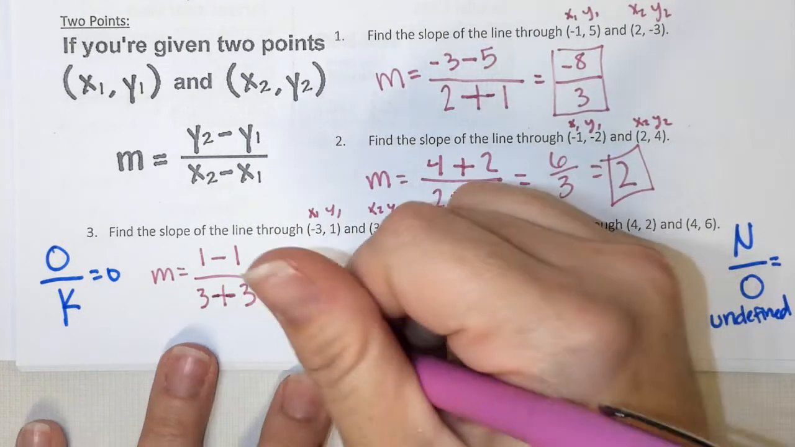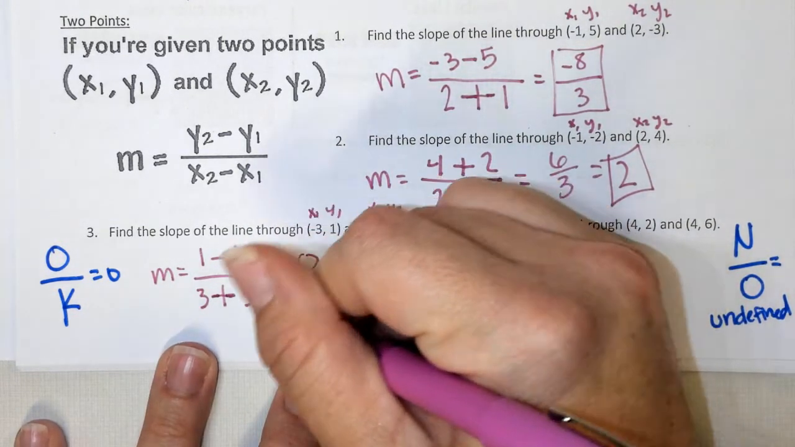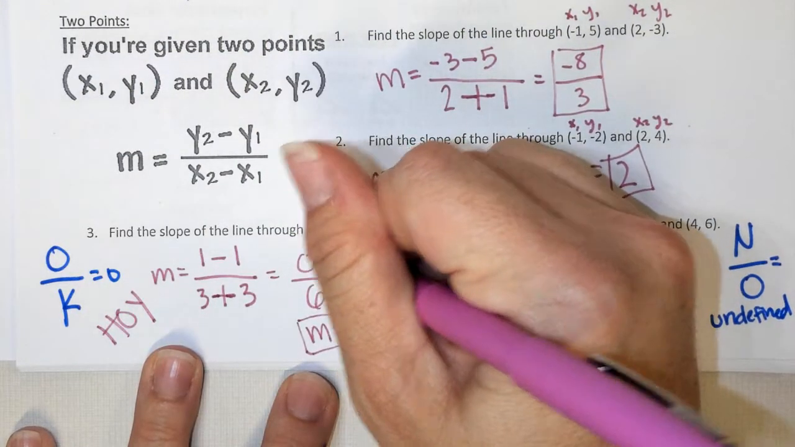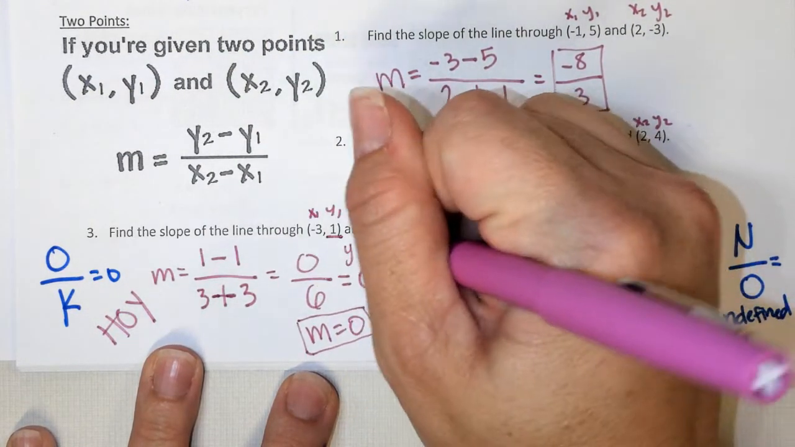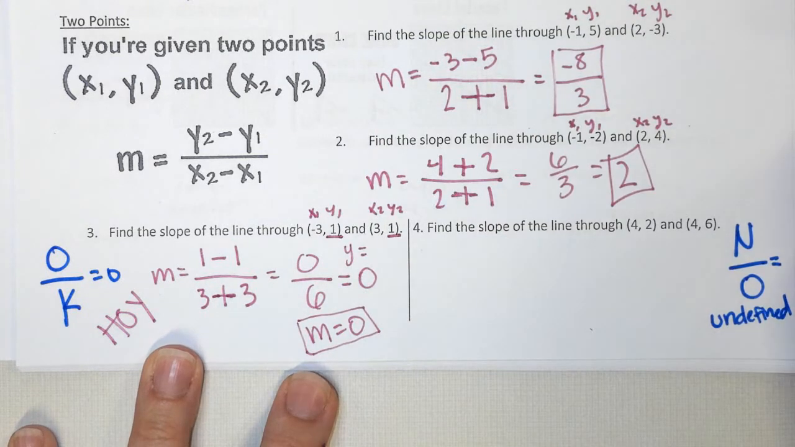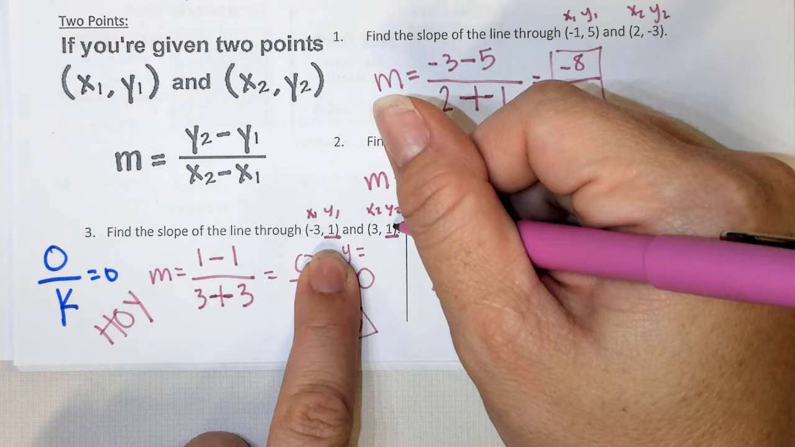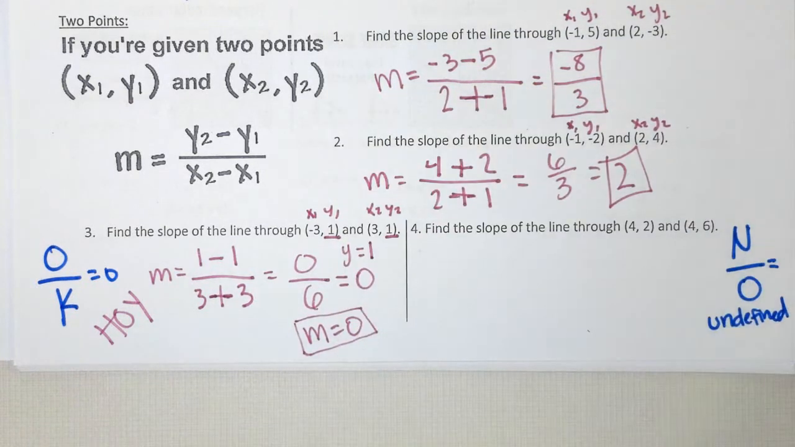So what kind of line is this? A horizontal line, which means it's a y equals equation. Well, look at your points. What did y equal both times? 1. So if you had to come up with your equation, it's just y equals 1.